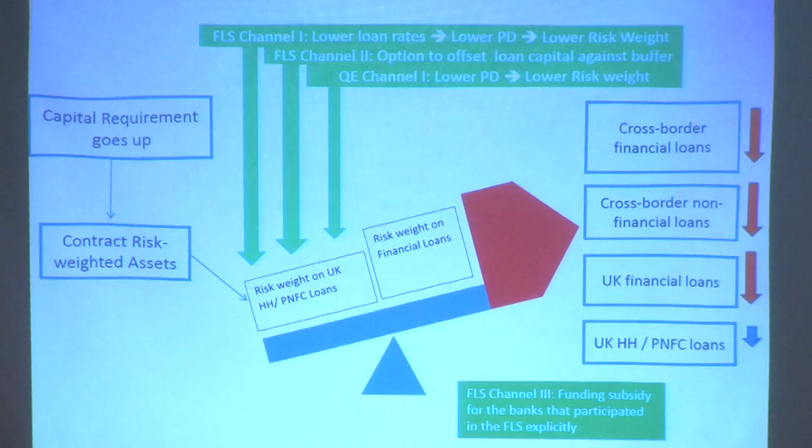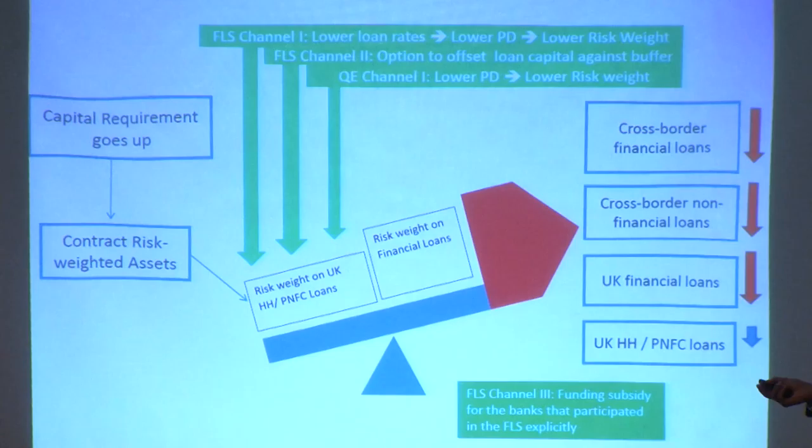The first may be similar for QE and the FLS, because lower loan rates within the bank's internal risk-based models will feed into a lower probability of default of borrowers and hence lower risk weights. And then I've discussed already for the FLS specifically the two channels, the capital offset channel and the funding subsidy channel, which all speak for UK household and PNFC lending now being more attractive and less likely to be cut once capital requirements go up.